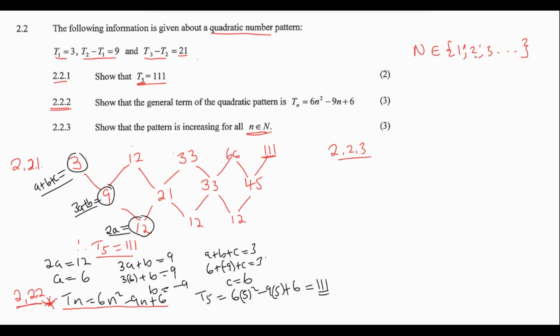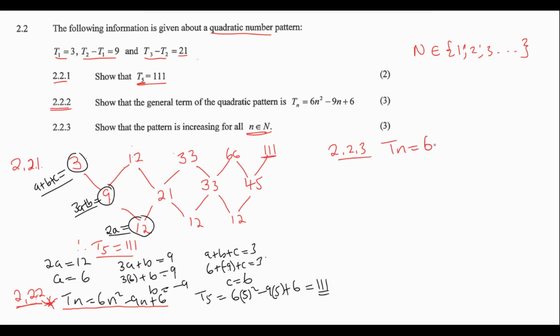These are counting numbers. So when it's increasing, we know that the derivative, remember the derivative is the gradient. So it means the derivative will be greater than 0. The derivative will be positive. When the derivative is positive, it means the gradient is positive. Therefore, the function is increasing.